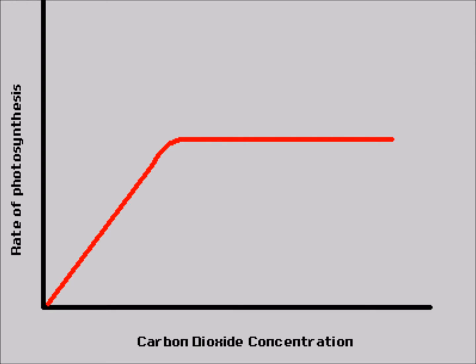The environmental influences on photosynthesis are temperature, light intensity, and carbon dioxide concentration. As the amount of carbon dioxide increases, so does the rate of photosynthesis, but only up to a certain point. At a certain point of carbon dioxide concentration, the rate of photosynthesis plateaus.